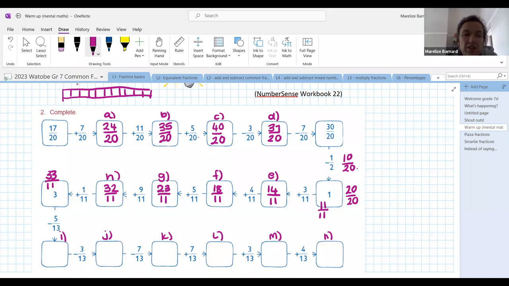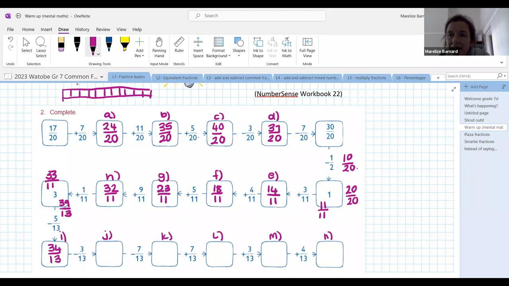Okay, now we're switching over again, and we are switching to 13ths. So if I have 3 wholes, how many 13ths do I actually have in there? If I have 3 wholes and I divide it into 13ths, that will be 39 13ths. So now we subtract 5 from there. That gives me 34 13ths.